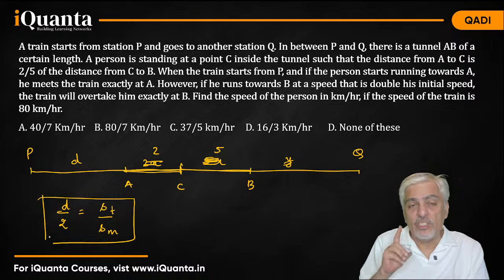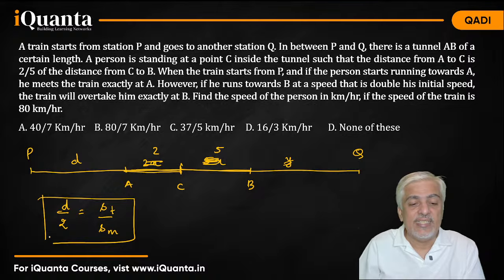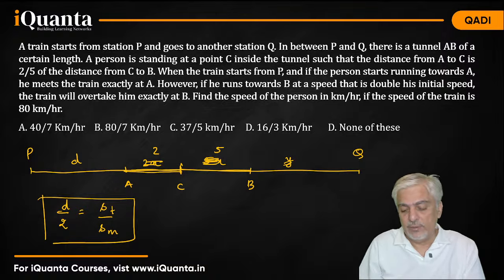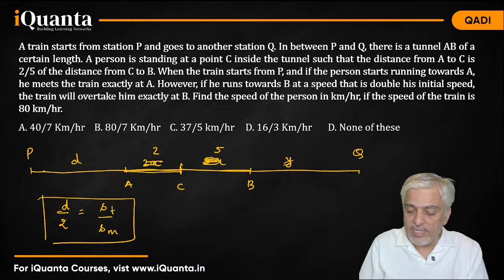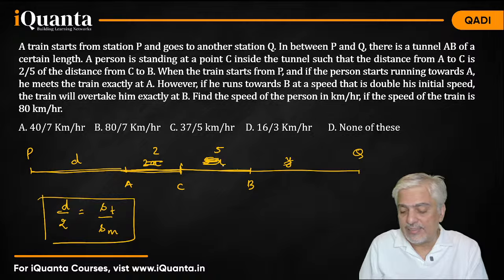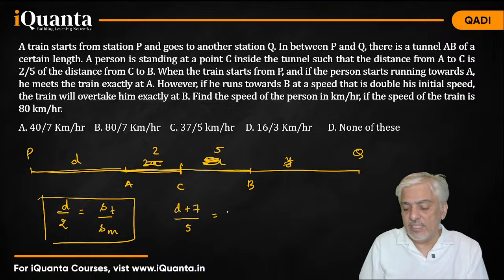Now, pay attention very carefully. Second time they said he doubles his initial speed. Okay, he doubles his speed. And second time the train covers D plus 7 and the man covers 5. This is speed of train to double the speed of man.